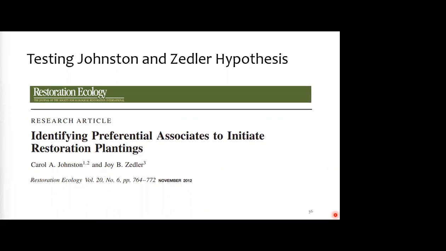They evaluated wetland data from the Great Lakes region to identify what they call preferential associates, which are species that co-occur more frequently than expected based on their overall abundance. And Johnston and Zedler provide guidance on how to initiate restoration with preferential associates. I thought this was a very interesting idea, but no one had tested it in the literature. So in this chapter, I used this idea to do a seedling addition experiment in a stormwater basin.